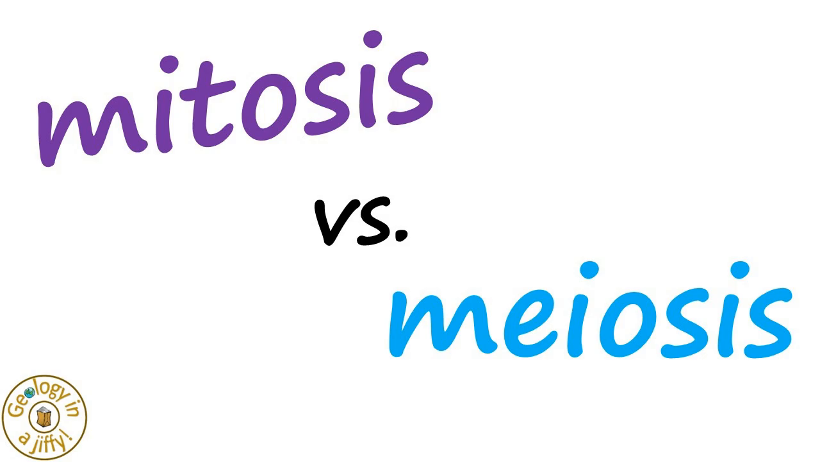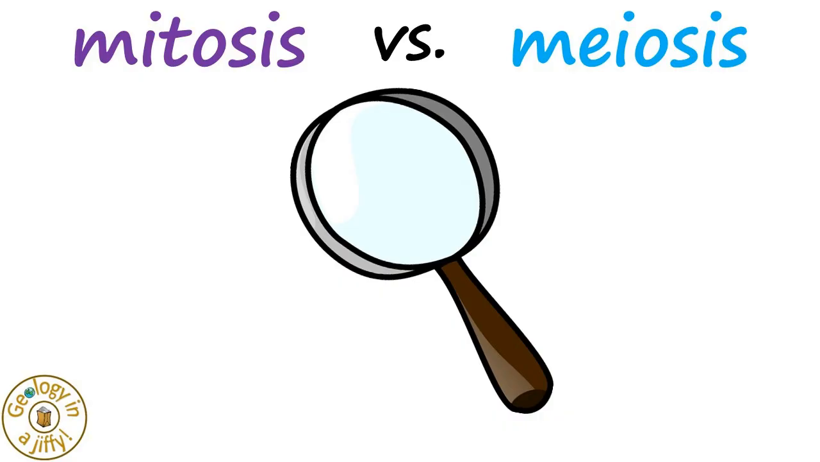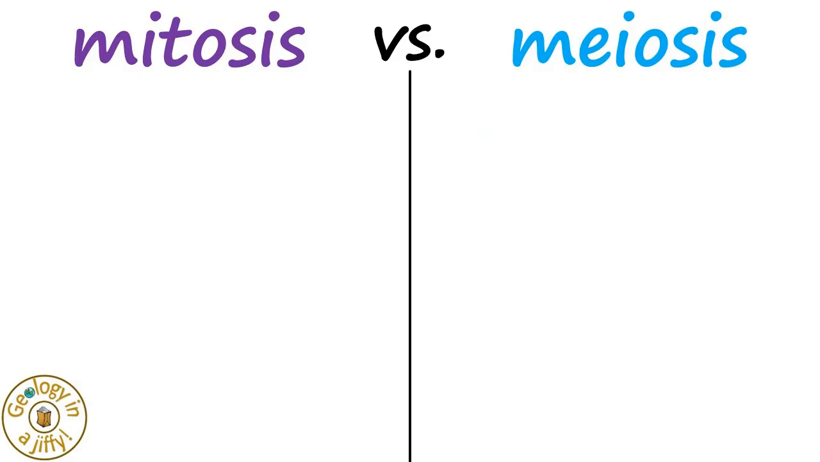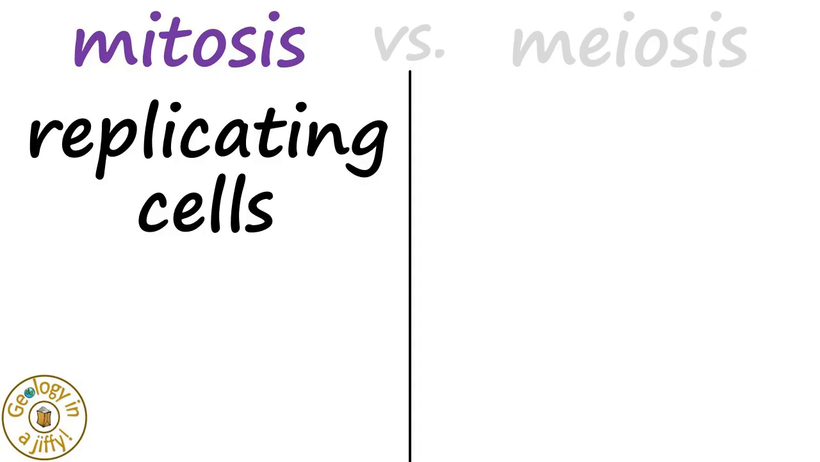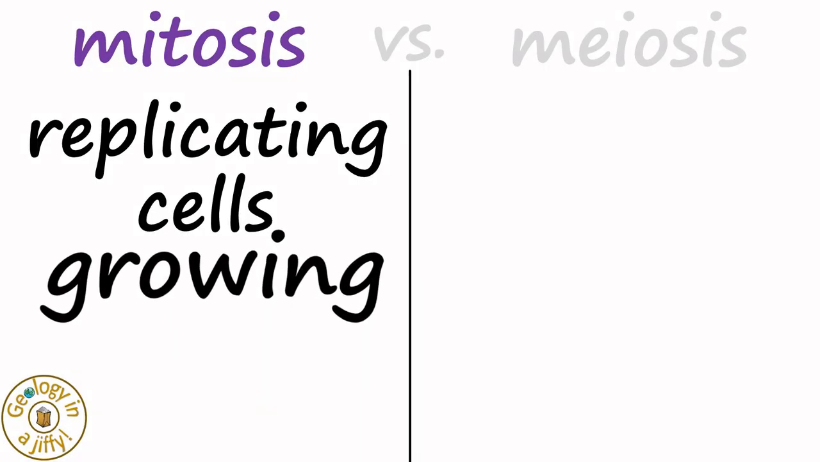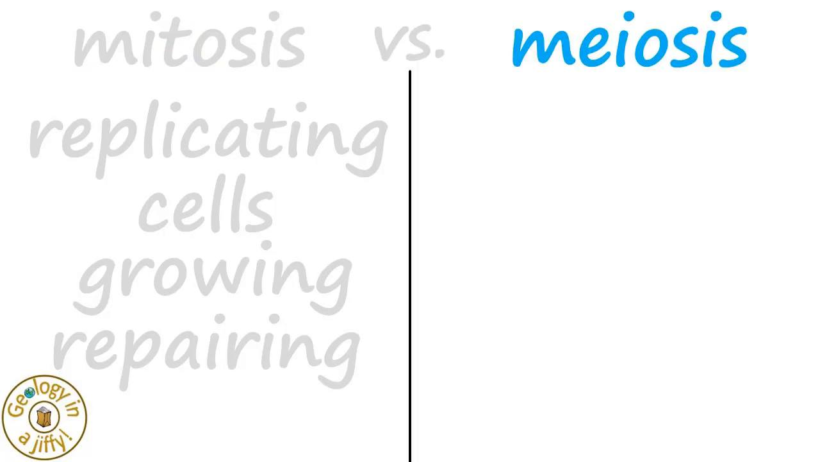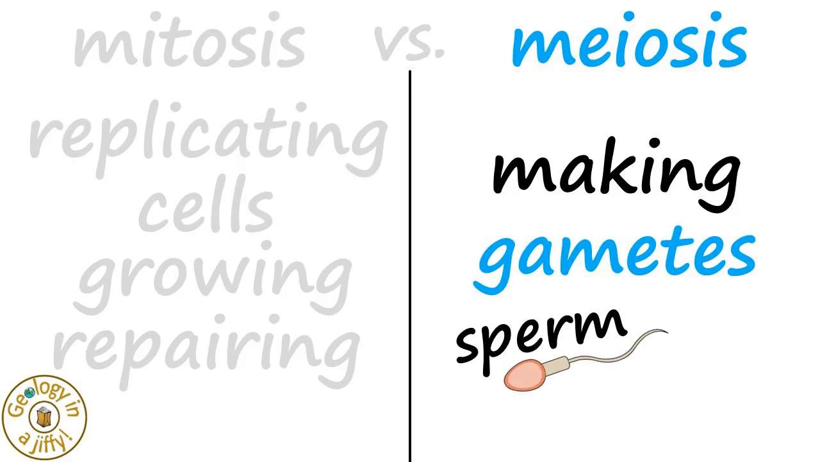Mitosis versus meiosis. When we look at the differences between mitosis and meiosis, we see that they are both processes of cell division. However, the processes have differences too. Mitosis involves the copying or replicating of cells and their genetic material during the processes of growing and also when repairing tissues. The process of meiosis involves the making of sex cells, known as gametes, these being sperm and egg cells.